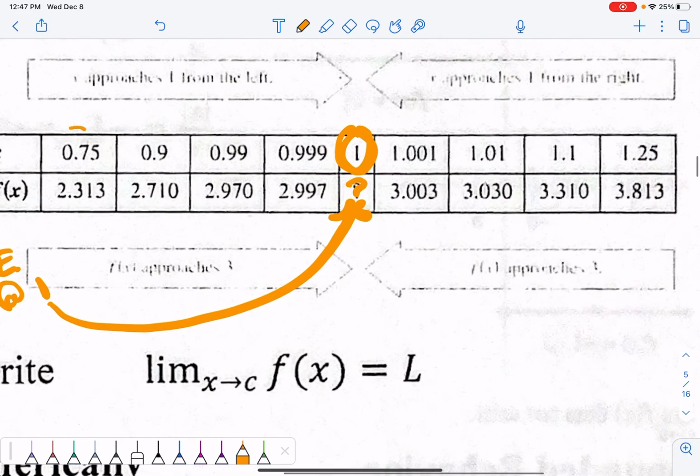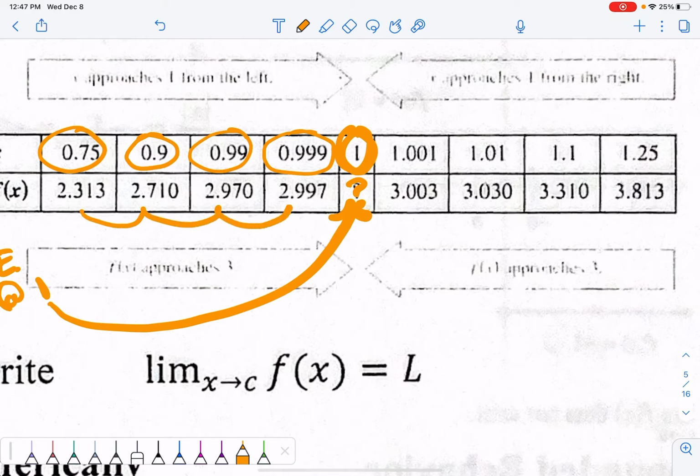So over here they started with 0.75, and they said, okay, let's get closer to 1. Then they do 0.9, and then 0.999, and then 0.999999. And what they're finding is that those y-coordinates are getting closer and closer to a value of 3. Then they do the same thing on the right side of 1.